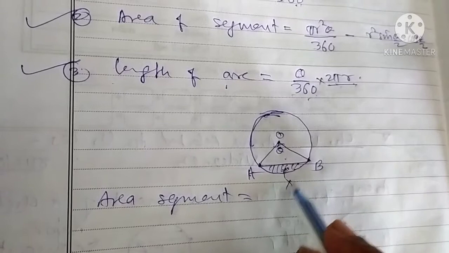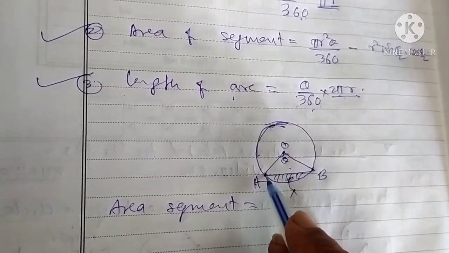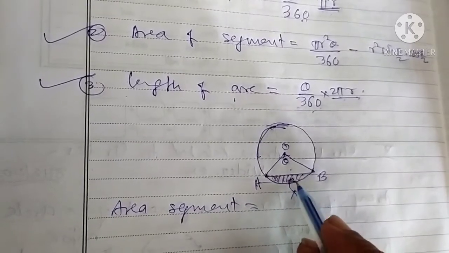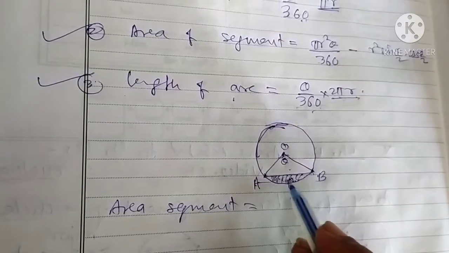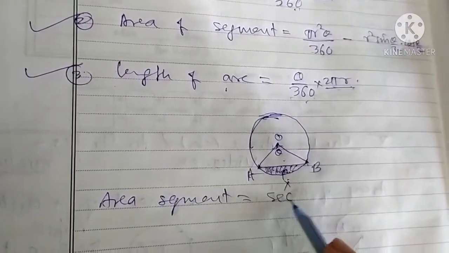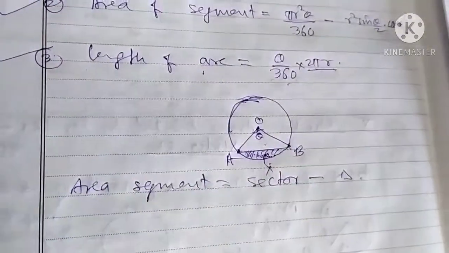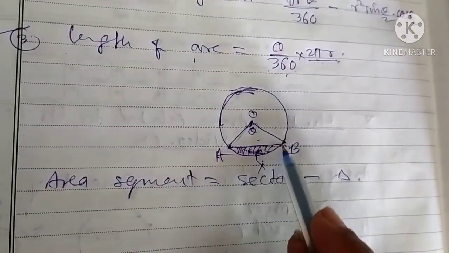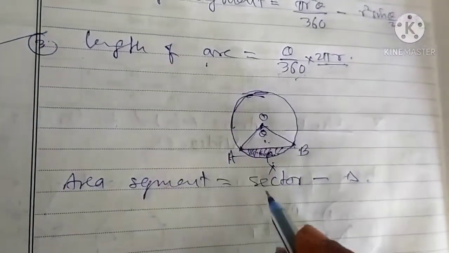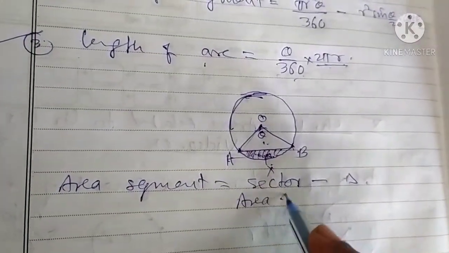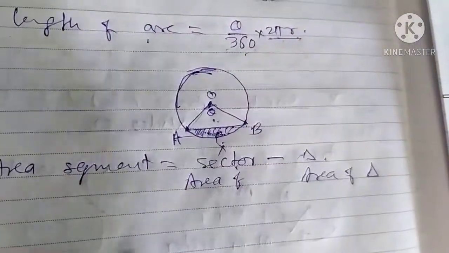Suppose this is OA, XB, that is, the shaded segment is part of the sector OAXBO. So the area of the segment can be written as the concerned sector minus a triangle. See, the complete sector minus the area of this triangle. So please remember it: area of sector minus area of triangle.